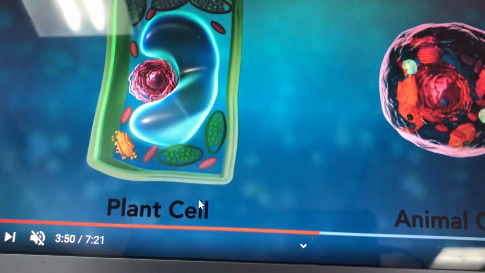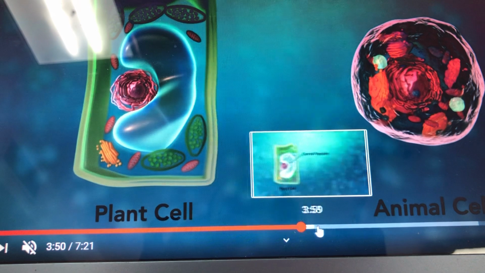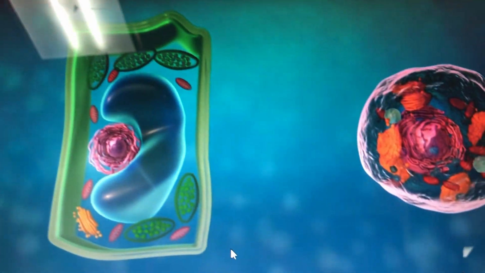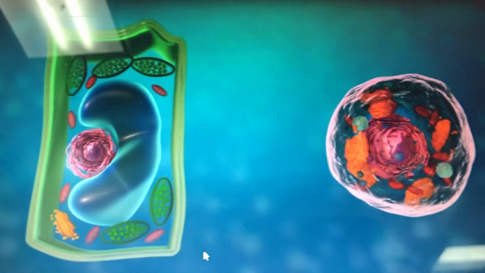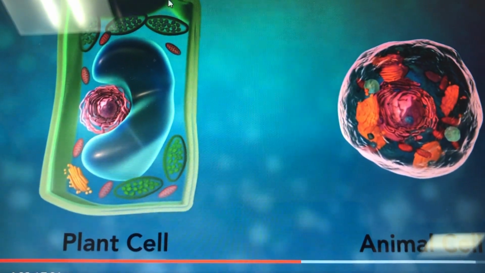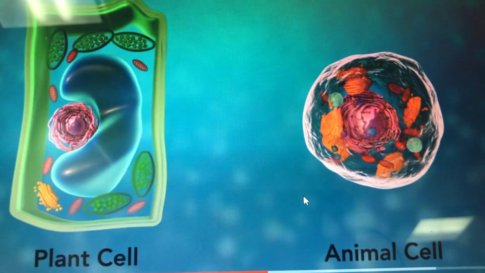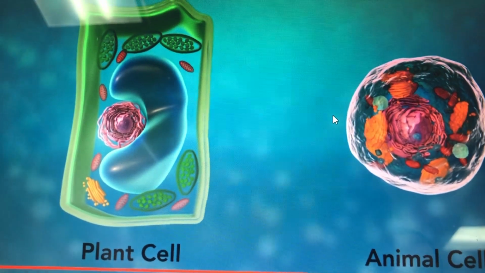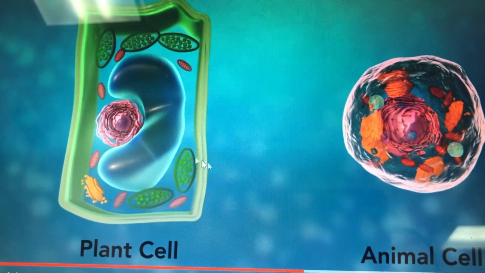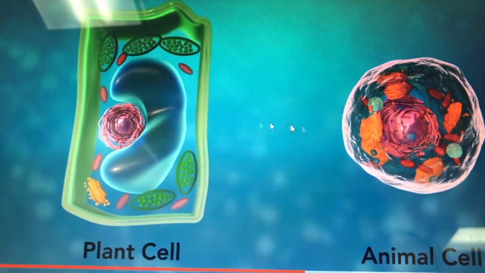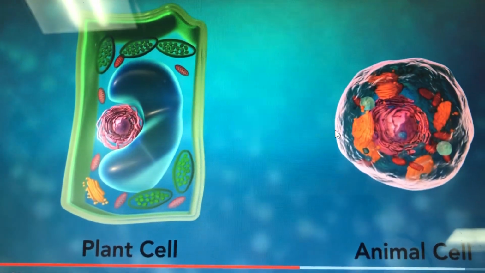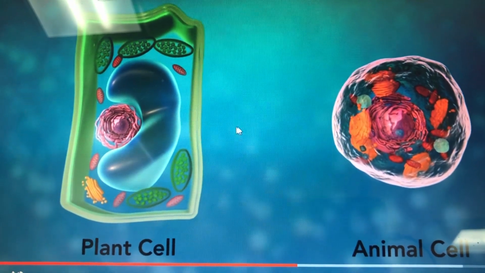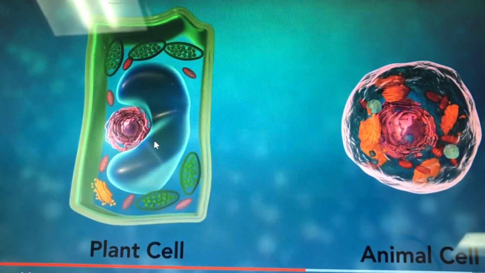Alright guys, now let's continue here. After we finish this part, we also want to mention that eukaryotic cells have two types. They have plant cells and animal cells. Both of them share similar organelles, but there are some differences between them. Keep in mind both of them are eukaryotic cells because both of them have a nucleus, as you see. But what is the difference between these two?